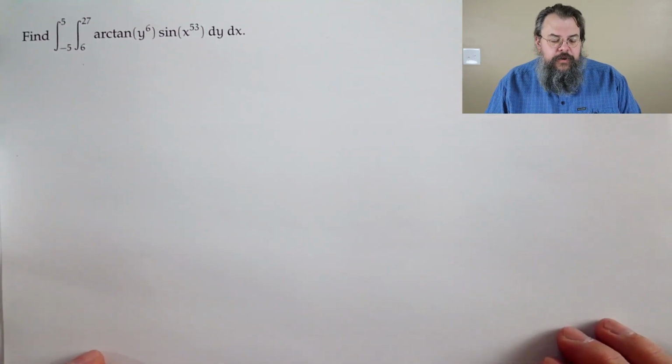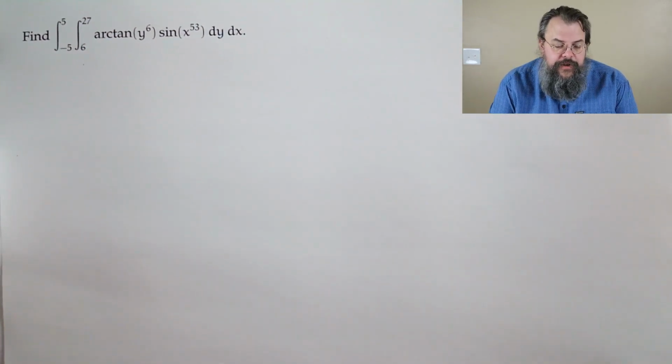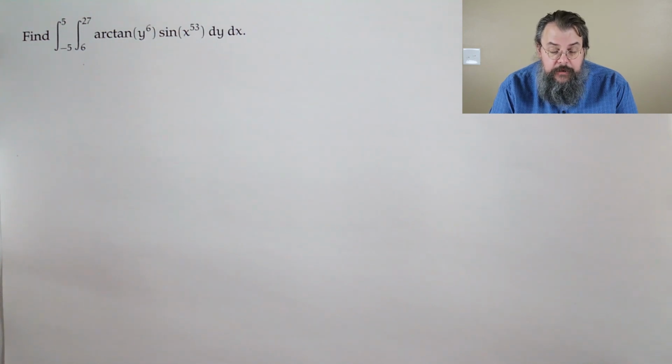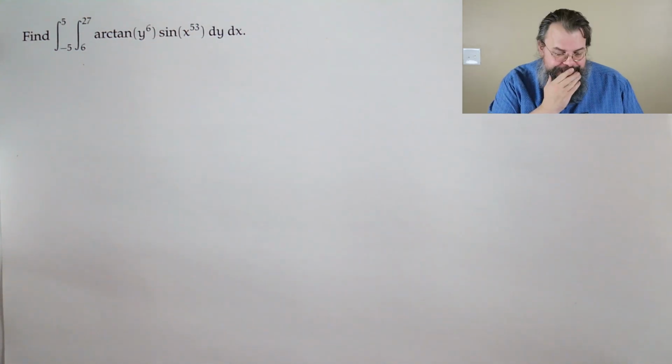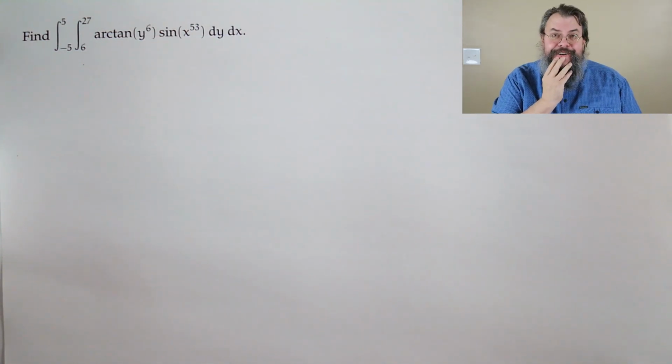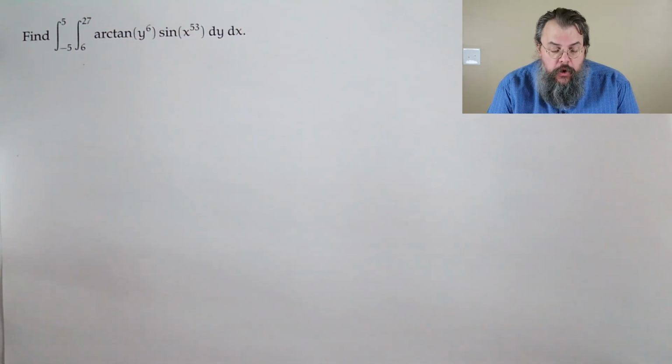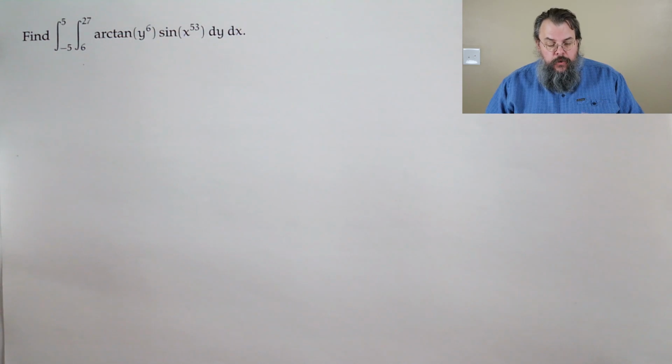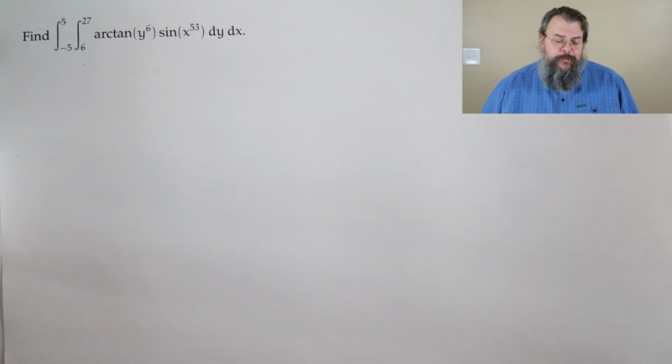All right, so find the integral -5 to 5 of the integral 6 to 27, arctangent y to the 6, sine of x to the 53rd, dy dx. Oh my goodness, wow. Okay. Okay, this is not looking too promising right now, is it? We got to think about this one.